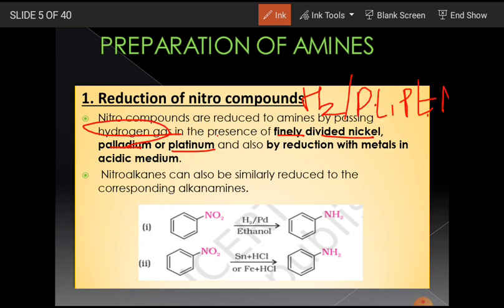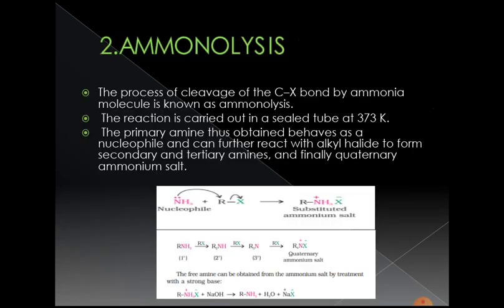Second method is by the reduction with metals in acidic medium. Okay, so here we can see Sn plus HCl or Fe plus HCl. That can also give us NH2. So the NO2 group is converted to the NH2 group. The process is called hydrogenation, or we can say it is reduction of nitro compounds. Let us now see the second method.